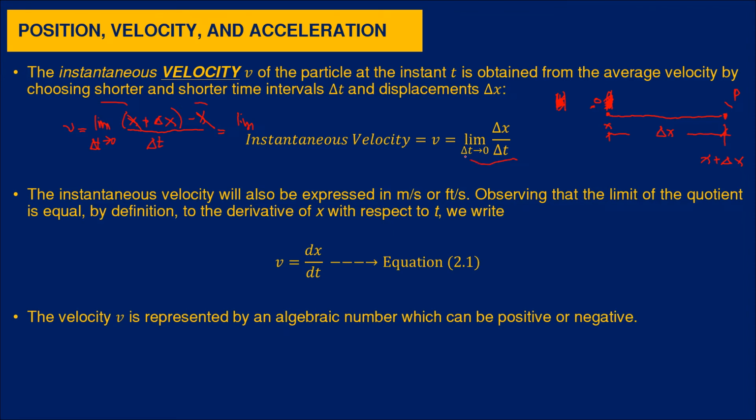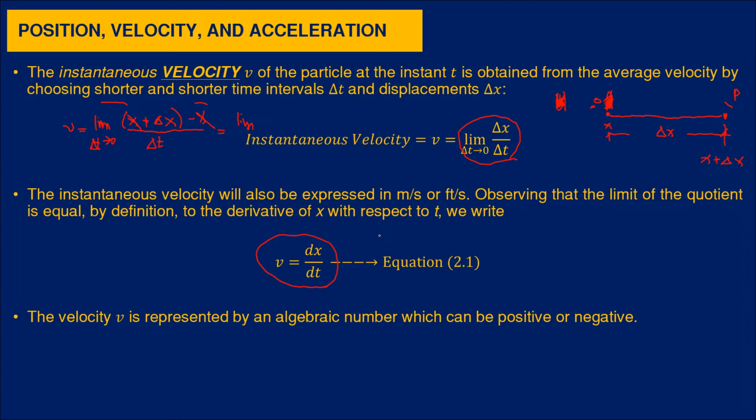Now, since the instantaneous velocity will also be expressed in meters per second, observing that the limit quotient is equal by definition to the derivative of x with respect to t, we write, so this is now the calculus, the differential of these shorter and shorter time intervals. So the velocity will then be equal to the derivative of x with respect to time.